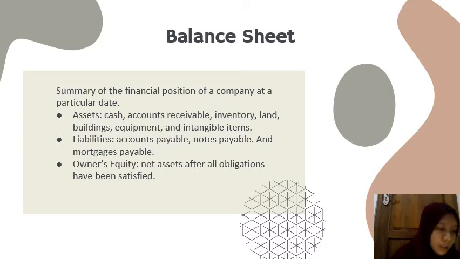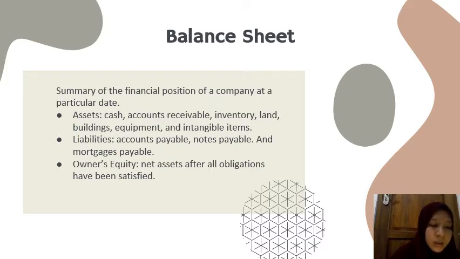Assets are things that a company owns that have value. Assets include cash, accounts receivable, inventory, land, buildings, equipment, and intangible items. Assets are generally listed based on how quickly they will be converted into cash.